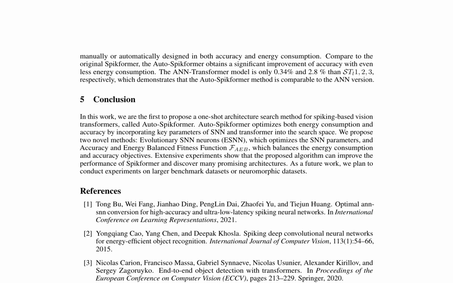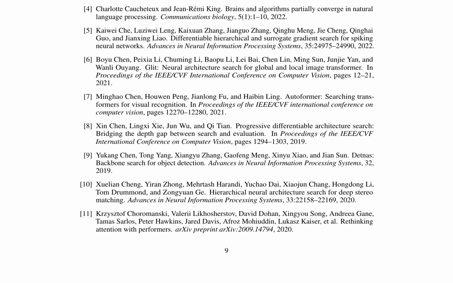The authors of the research paper conclude their work on proposing a one-shot architecture search method for spiking-based vision transformers, called Auto-Spikformer. This method optimizes both energy consumption and accuracy by incorporating key parameters of spiking neural networks, SNNs, and transformers into the search space. Two novel methods are proposed: Evolutionary SNN neurons, ESNN, which optimizes SNN parameters, and the accuracy and energy balanced fitness function, FAEB, which balances energy consumption and accuracy objectives.